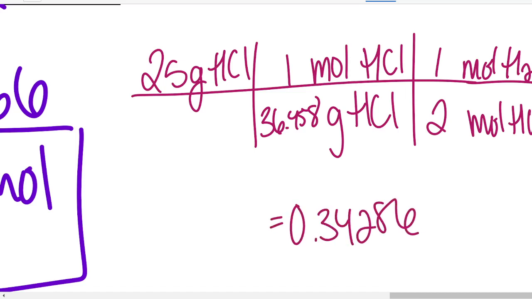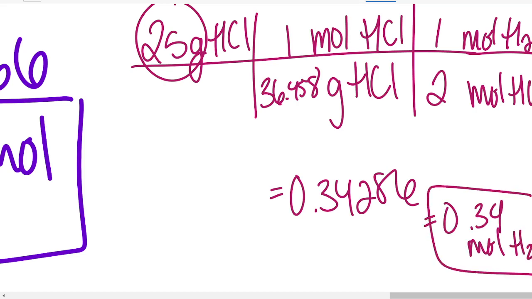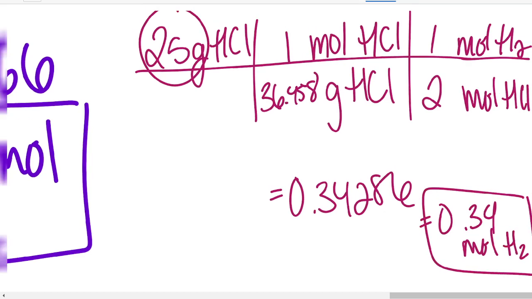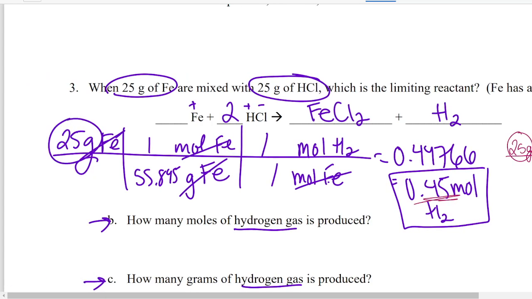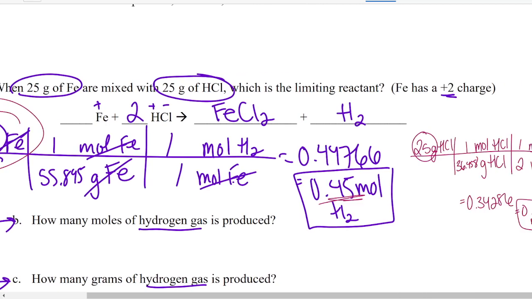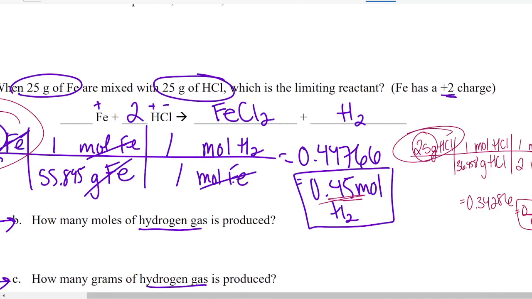Is that what I just said? Yes. Okay. So then rounding to 2 sig figs again to match my starting information, this would be just 0.34 moles of H2. So then if I compare my answers, I was able to produce 0.45 moles of H2 using 25 grams of iron, or 0.34 moles of H2 starting with 25 grams of hydrochloric acid. So which one is my limiting reactant?